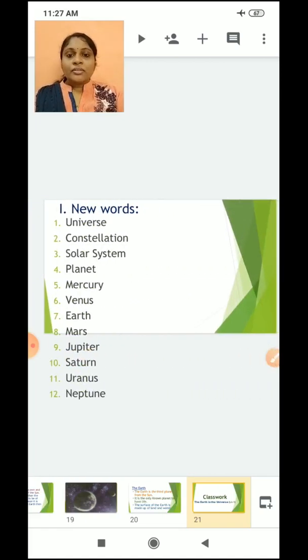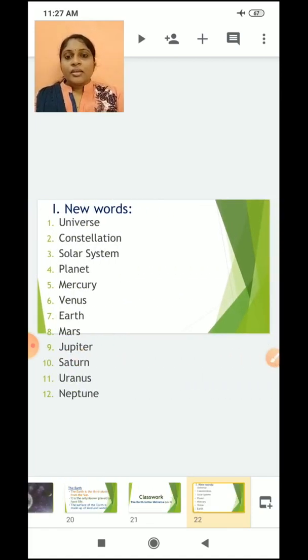Have you written? Fine. Next, just write the new words. What are the new words we have learned in this chapter? We have to write the new words. Okay, so make a heading, new words, first Roman, give first Roman, and in first Roman just write new words. Okay, after that, what are the new words?